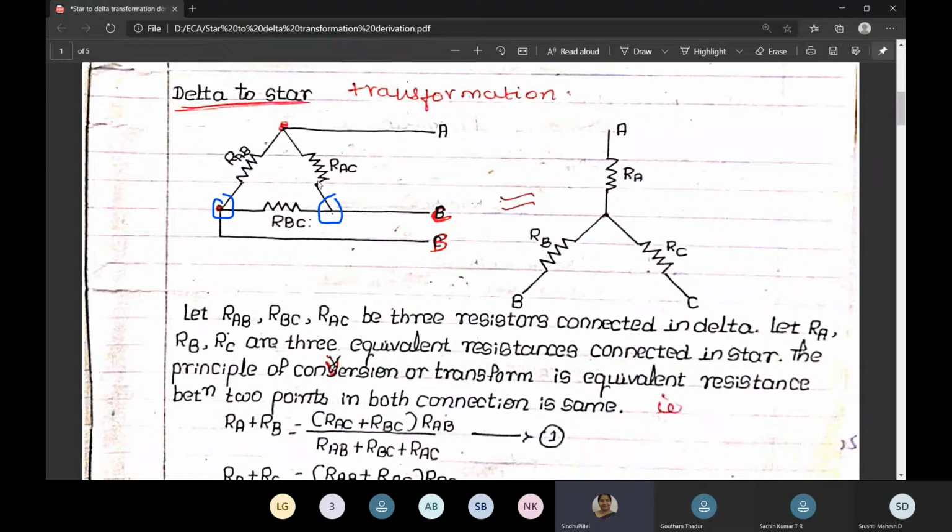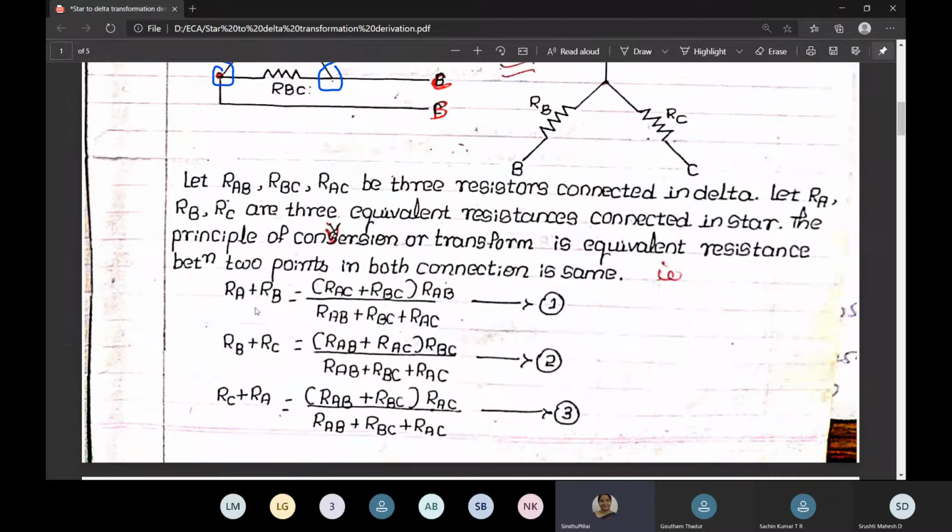So you have to remember, when I consider two points, the two branches opposite to that will be in series, and after getting in series they become parallel to the remaining resistor. So RBC plus RAC into RAB, divided by the sum of resistances. So the three equations are written here, RA plus RB, RB plus RC and RC plus RA. Call them equations 1, 2 and 3.